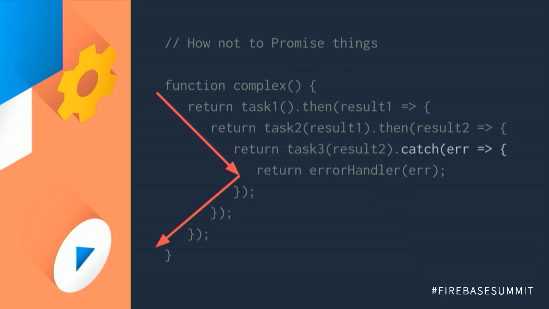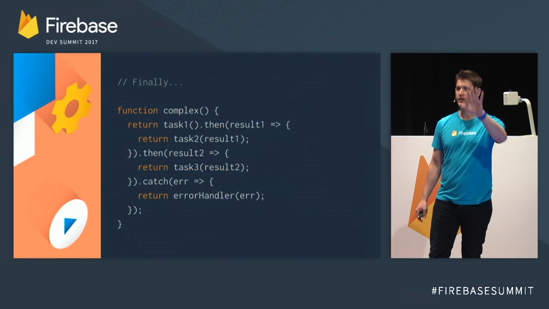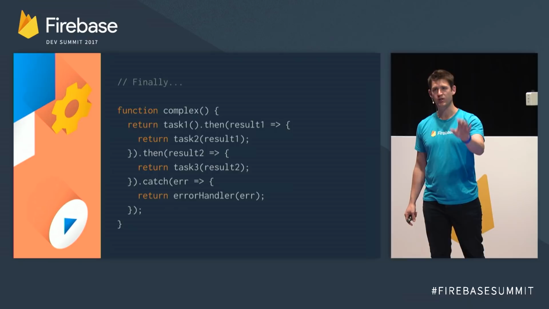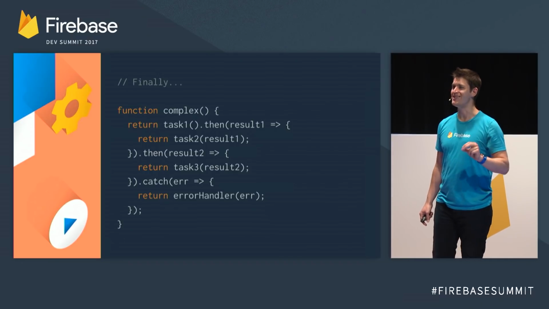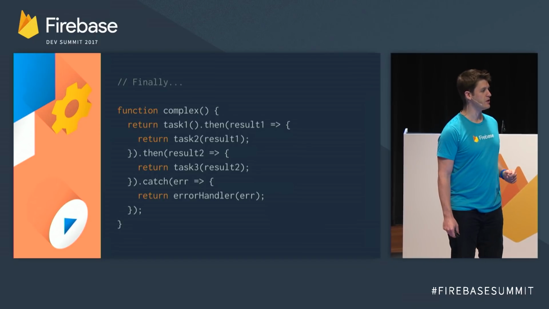So for everyone who's taking a picture, this is the correct way you write that code. Task 1, then task 2, then task 3, then all one line. No complex indentation, no pyramid of doom. This code is simpler, so it's much more likely to be correct. Now, there's two reasons that you should write your code like this.